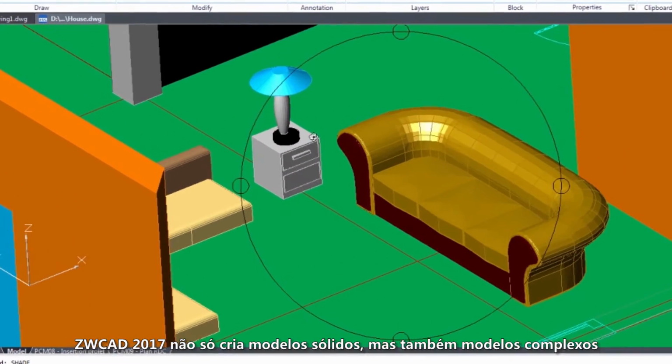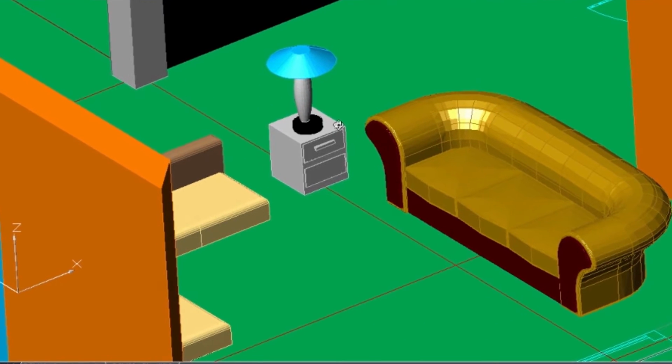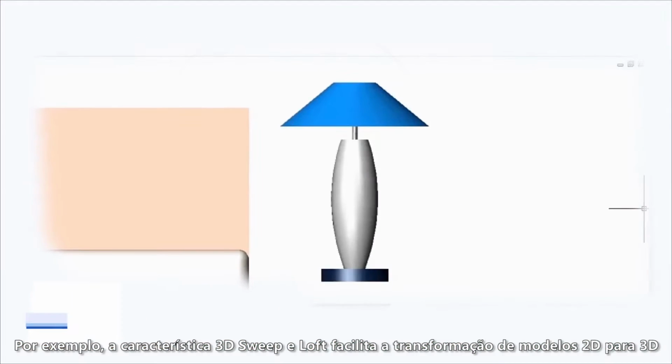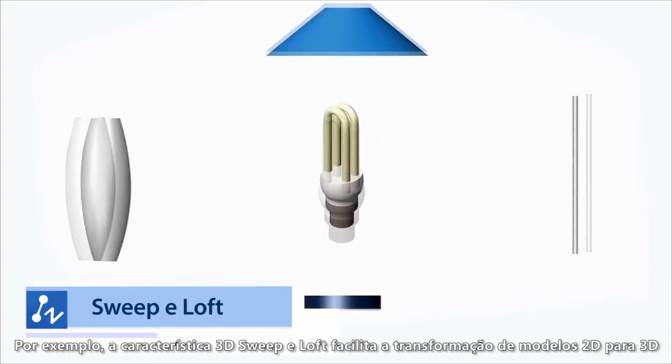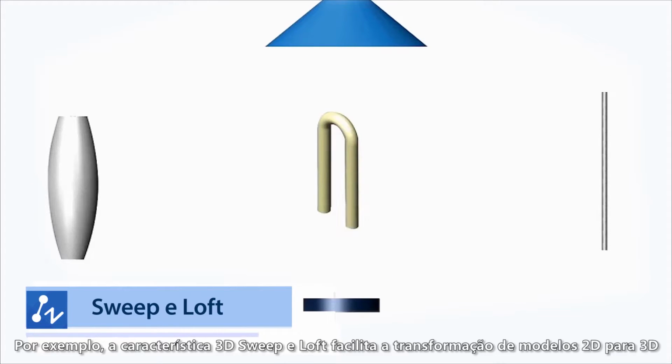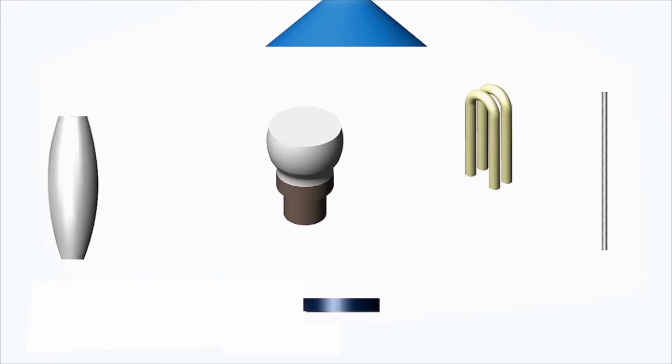ZWCAD creates not just solid models but complex models. For example, the 3D features swept and lofted make it easier to transform your 2D model into a 3D one.